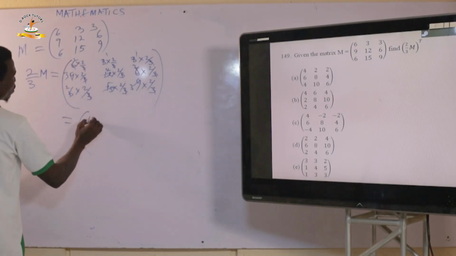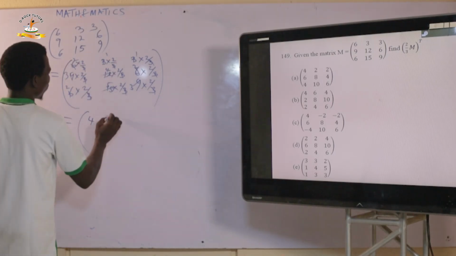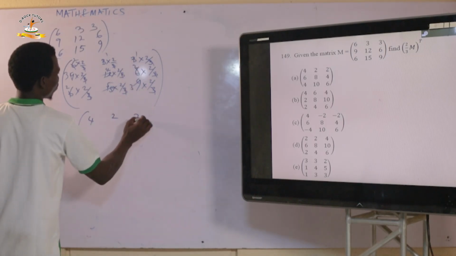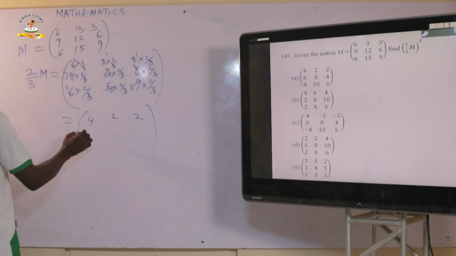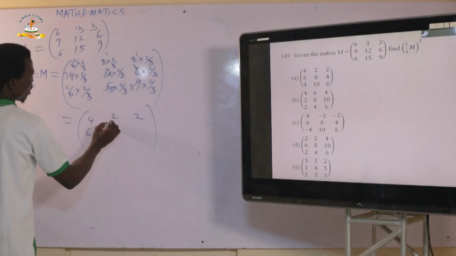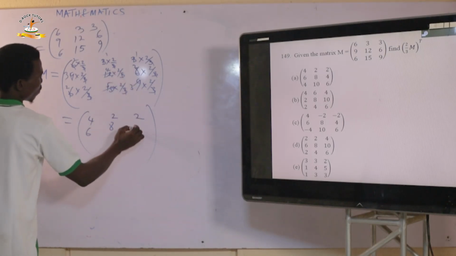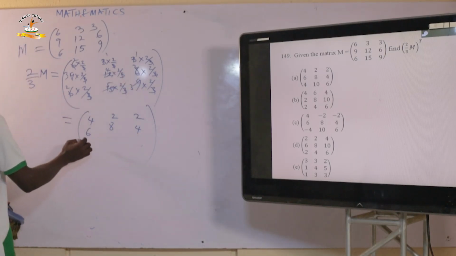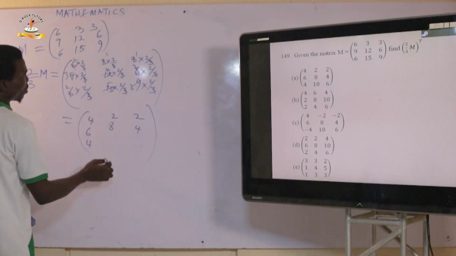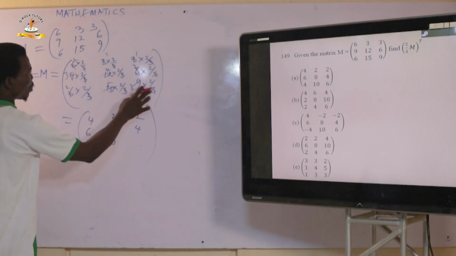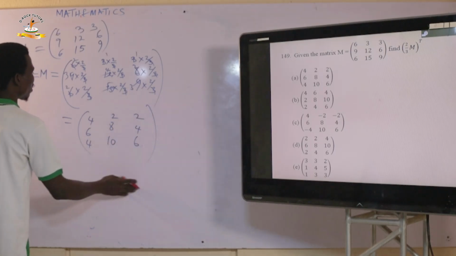And we have 2 times 2, that is 4. Here it is simply 2. Here it is simply 2, and here it is simply 6, here it is simply 8, here it is simply 4, here it is simply 4, here it is simply 10, here it is simply 6.